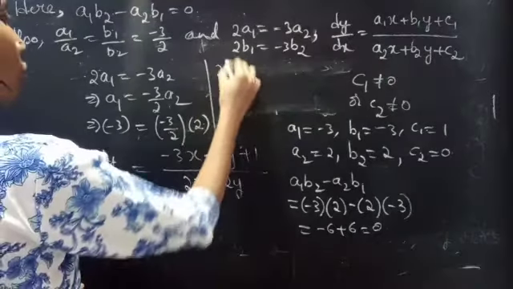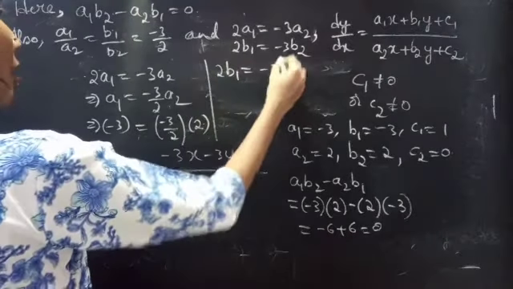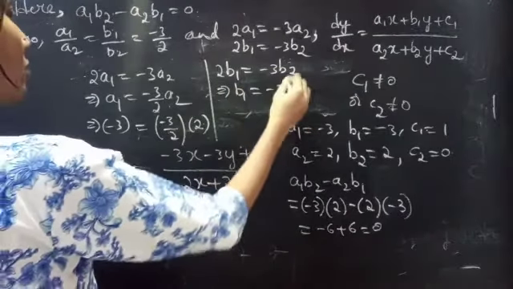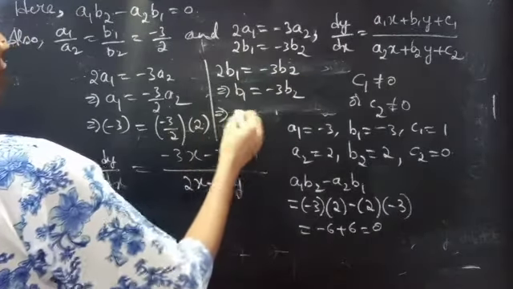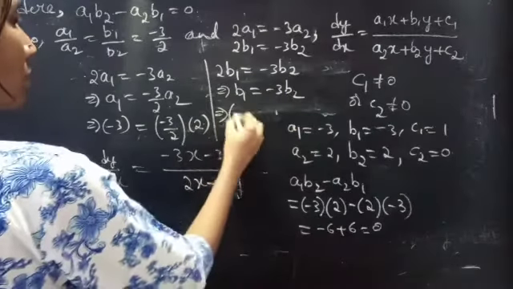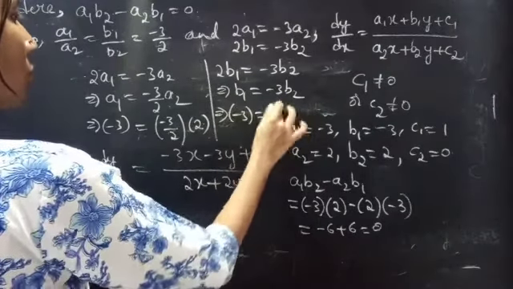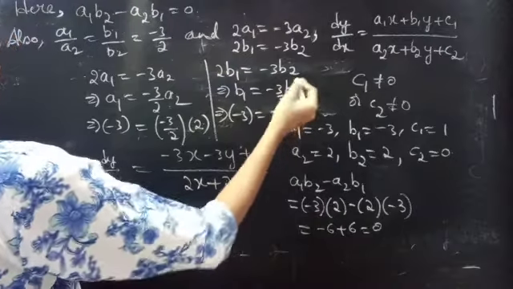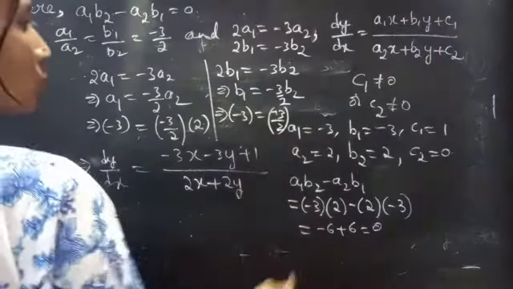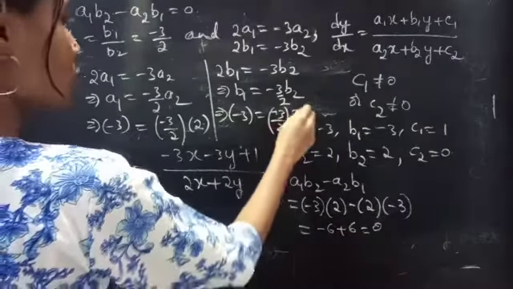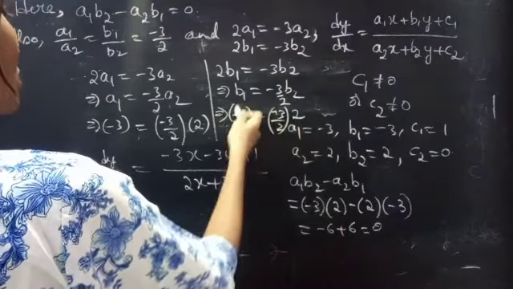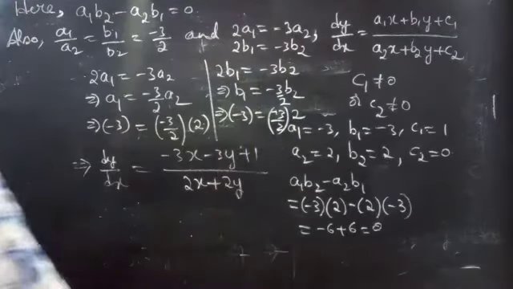Now consider 2b1 equals minus 3b2. From this we'll get b1 equals minus 3 by 2 into b2. Again, substitute the b1, b2 values. You'll get minus 3 equals minus 3 by 2 into b2, which is 2. If the 2 gets cancelled, obviously we'll get minus 3, which is b1.